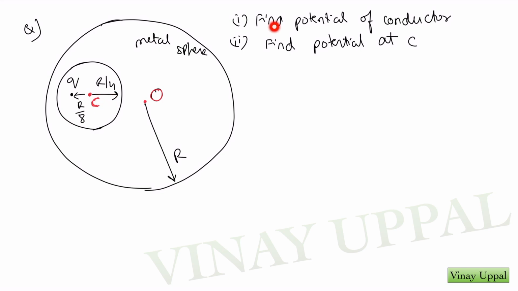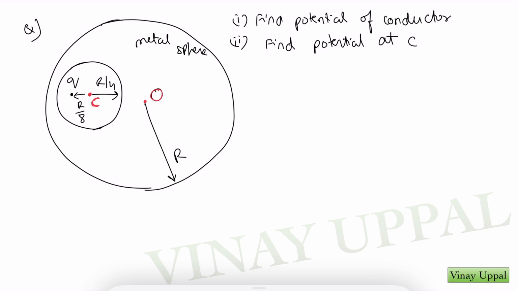So what is the question asking? The question is asking us to find the potential of the conductor. The conductor itself is equipotential, so the question will not say find the potential at this point or that point inside the conductor. Every point in the conductor has the same potential. And find the potential also at point C, which is the center of the cavity. Here in such questions, if nothing has been said in the exam, we will assume that the metal is neutral.